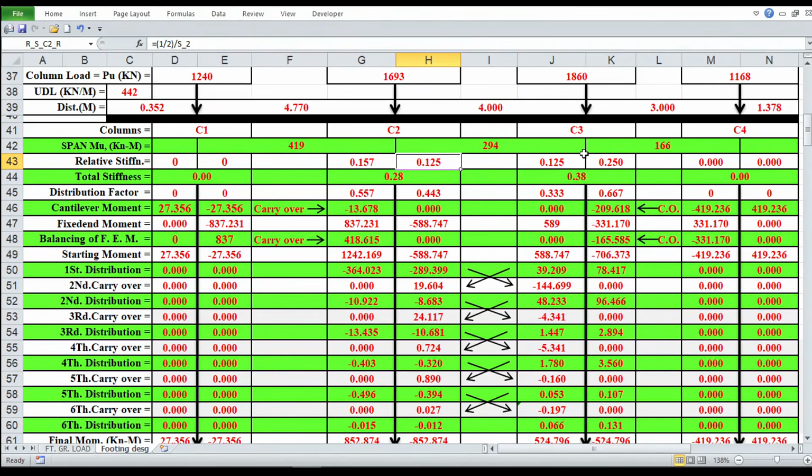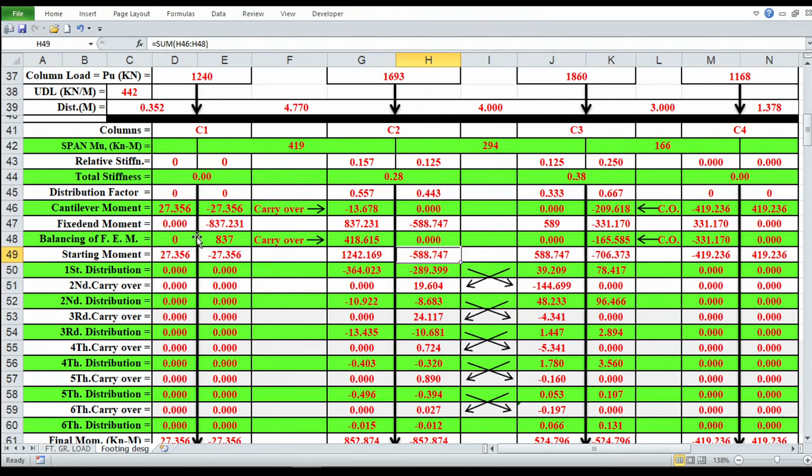This is the intermediate column, so it will be half S2. Similarly, this is half S2 and this is half S3. This is S3. Total relative stiffness is this plus this plus this. Now the distribution factor: for C2, relative stiffness divided by total stiffness. Similarly, relative stiffness divided by total stiffness.